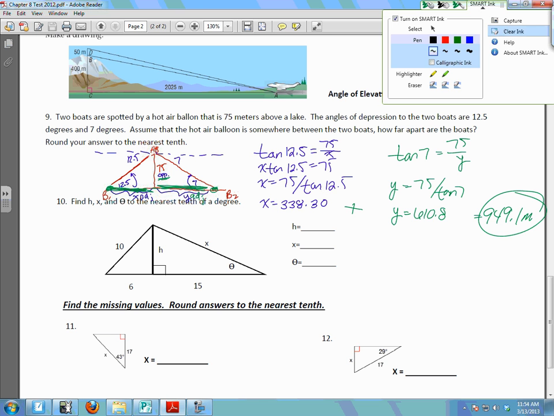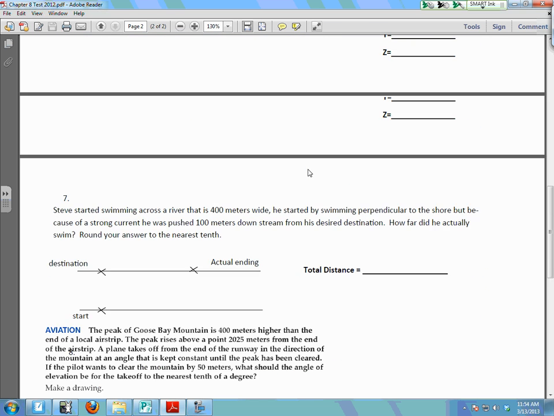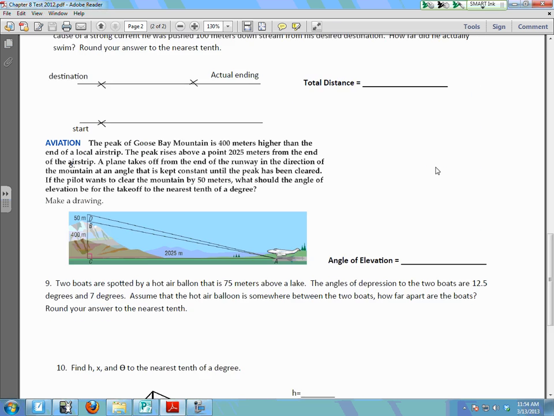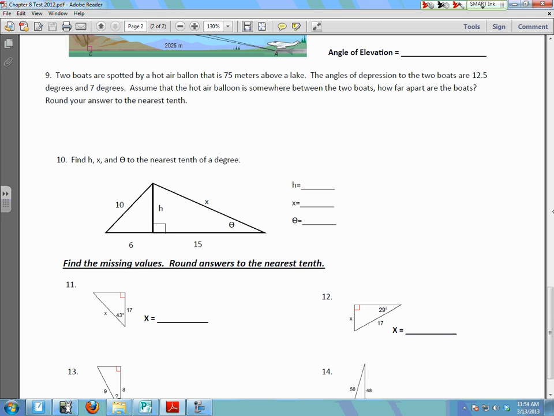Number 10. If you look at number 10 and then go back up to number 6, and we talked about this in class, right here we know this angle is a right angle. Down in number 10, the picture looks very similar, but you don't know that to be a right angle. So we cannot use geometric means, because that is not a right angle. If it was a right angle, then yes, I could use geometric means. But many of us that missed 3 points over here, we tried to use geometric means.